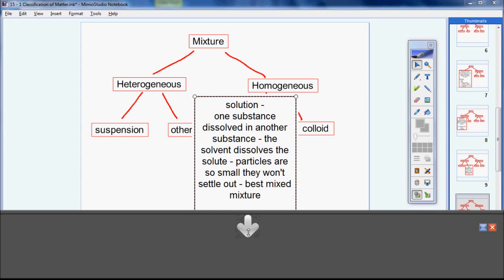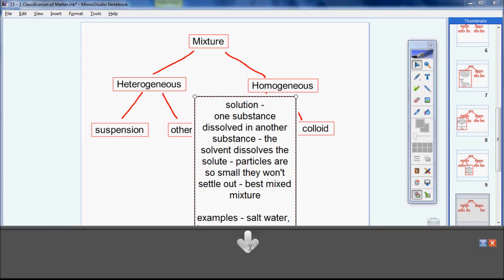So we should have some examples. I mentioned a couple. Salt water. Salt water is an example of a solution. It's salt dissolved in water. So that they're together, they're acting like one thing even though they're not.